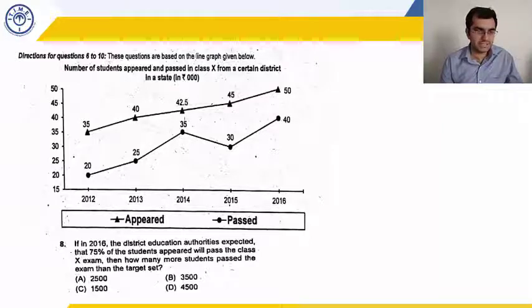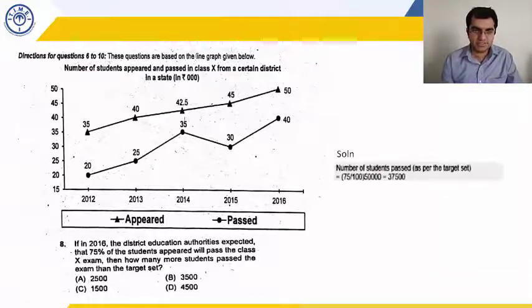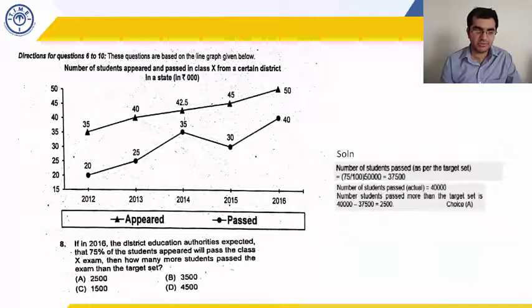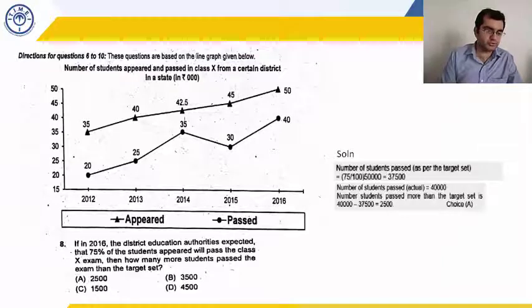So we go to 2016. The district education authorities expected that 75% of the students who appear will pass. So 75% of 50,000 will be 37,500. Actual students passing is 40,000. So that means the number of students who passed more than the target set is 40,000 minus 37,500, that is 2,500.